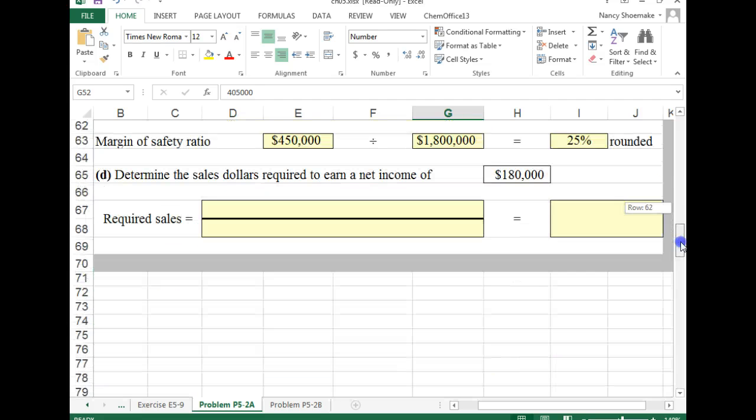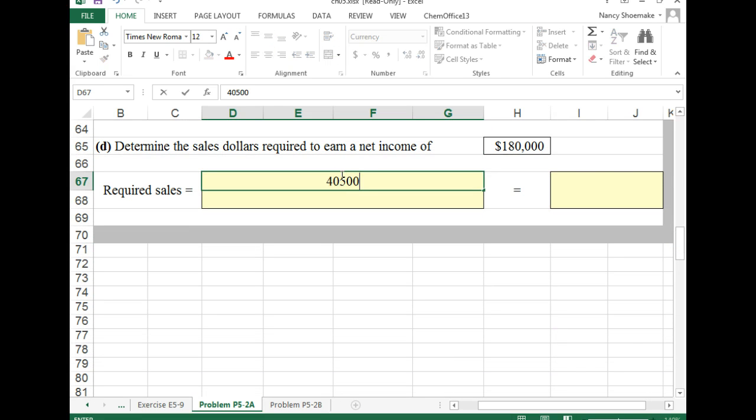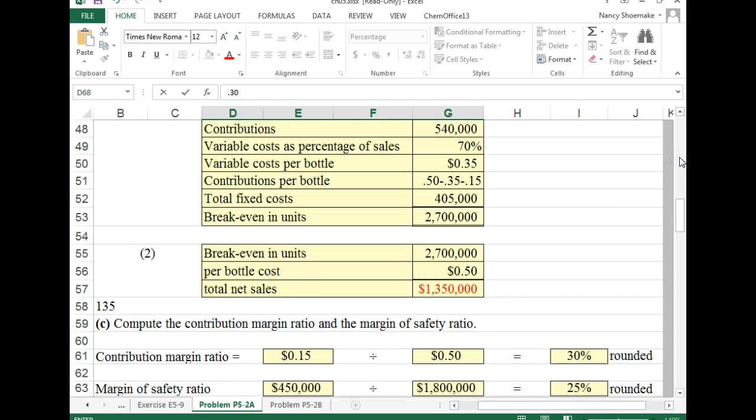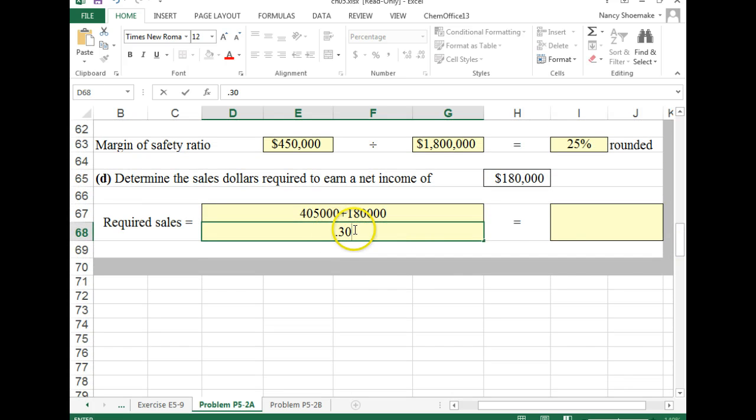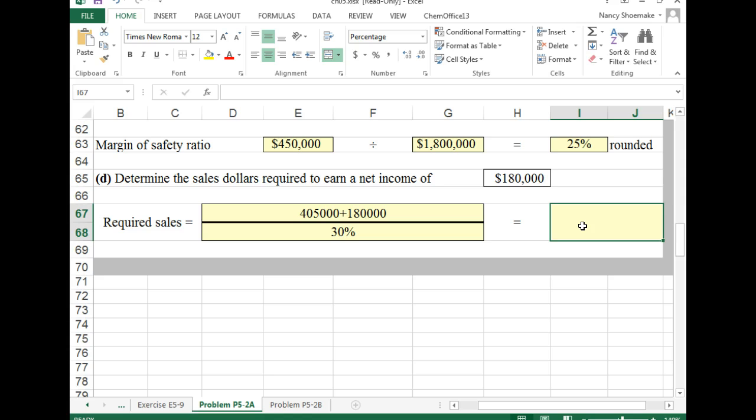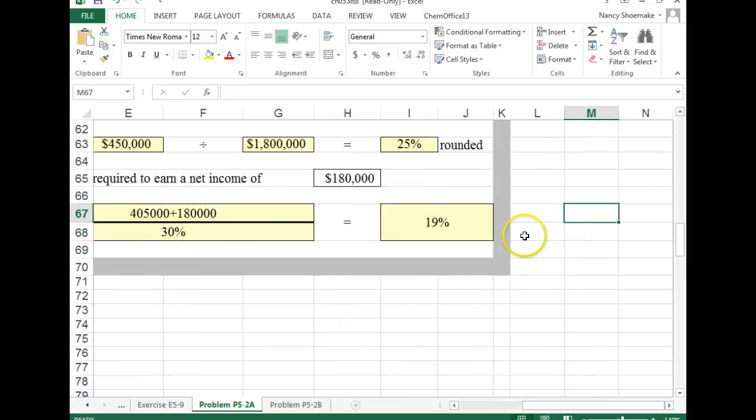If we take our fixed cost of 405,000 plus what do we want to make? 180. And if we divide that by 30%, which is what we calculated back up here as our contribution margin ratio. If we take 30% there, what is it we need to sell? The 405,000 plus the 180, divide that by our contribution margin, 1,950,000. Okay? 1,950,000.